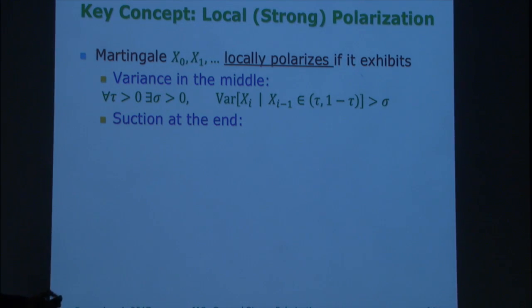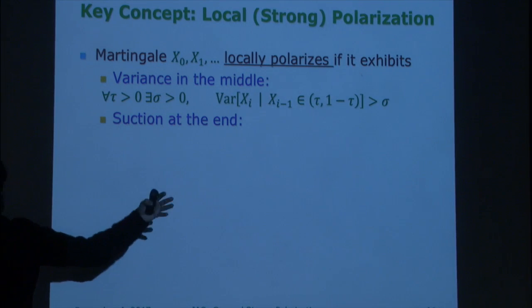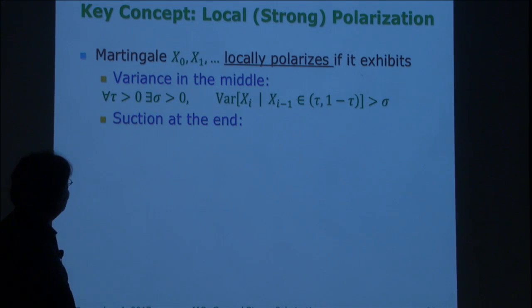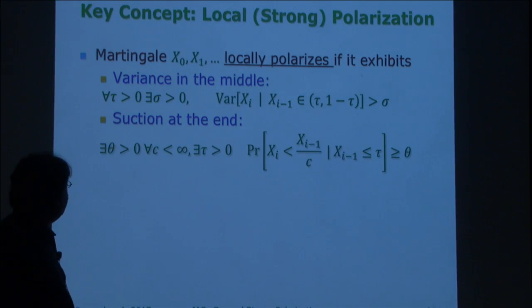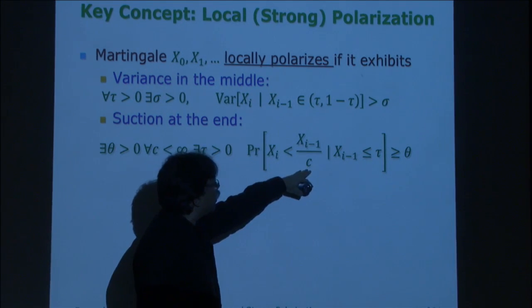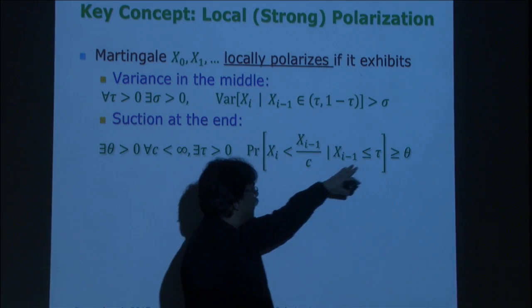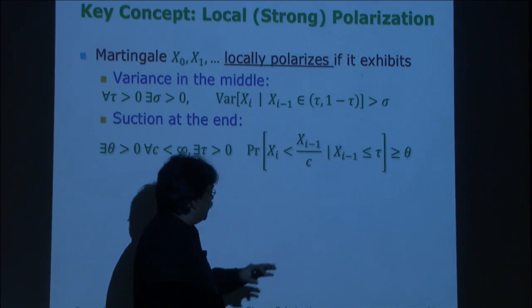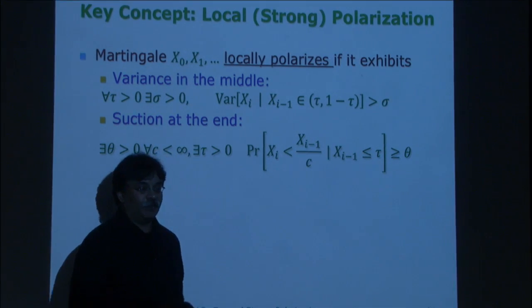Okay, and then there should be some suction at the end. When you're getting close to the end, somebody needs to be pulling you back in. If not, you're not really varying a lot. So you need some condition at the end. What's the condition that we want? What we want to say is that the probability that you'll drop by a constant factor is constant. Okay? But the dependence of these constants is all very important.